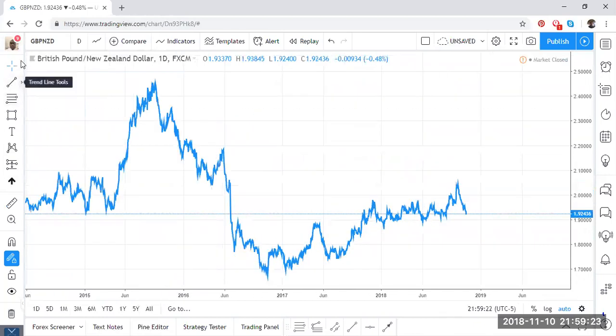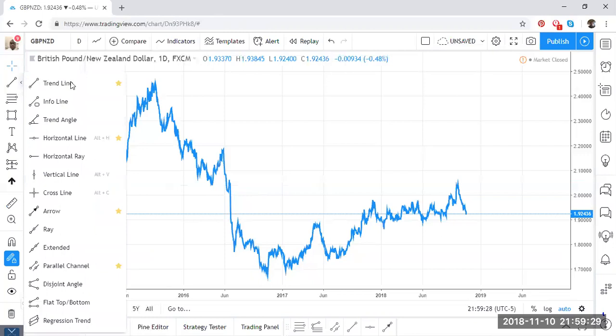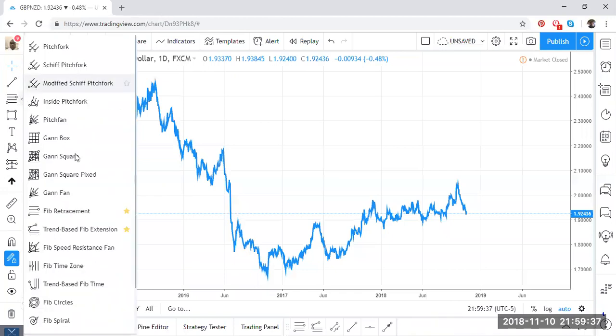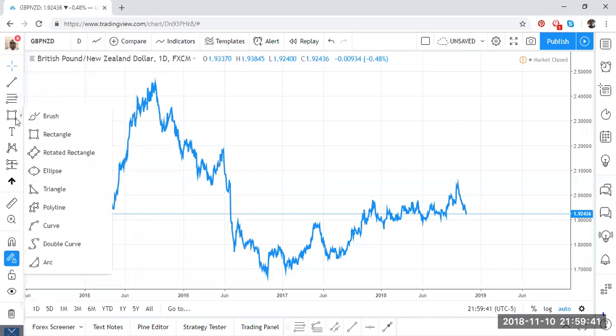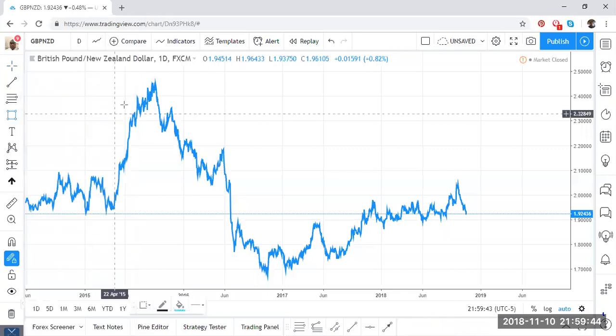The trend line. The first one has the crosshair, the dot, the arrow, the eraser. The second one has the trend line, the horizontal line, vertical line, the arrow. The third one has the fib. I only use the fib in this one. The fourth one has the box, the rectangle that I use to draw my zones.